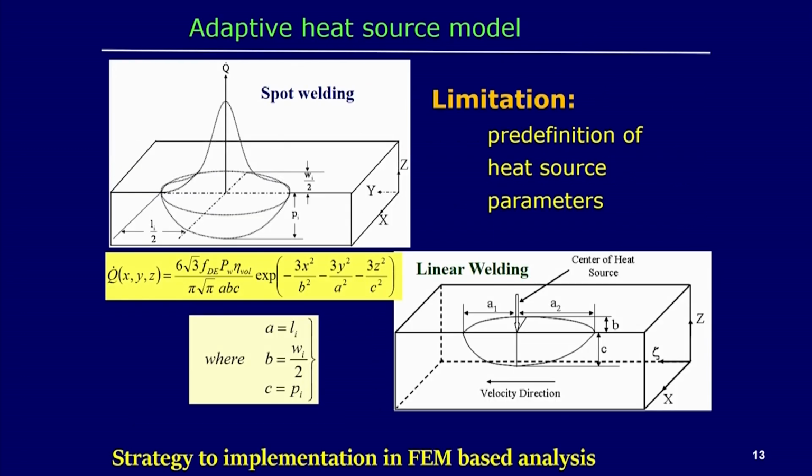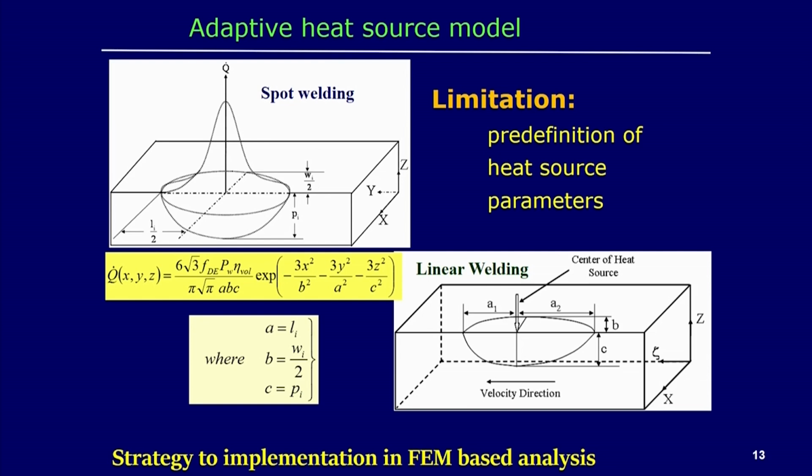Now, I have tried to represent the adaptive heat source model we use in the welding process. In the case of the spot welding process, the volumetric heat source can be represented by assuming the equation or the geometric shape of an ellipsoid. Once we define the ellipsoid, its geometric parameters can vary with respect to time, or can vary with respect to the load step.